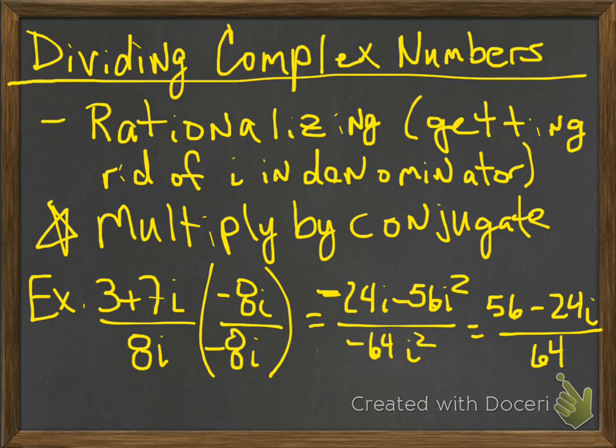If I simplify those, all three of those numbers are divisible by 8. If I simplify it, I would get 7/8 minus 3/8 i. So I rewrote them as two separate fractions. You could write it as 7 minus 3i over 8. I don't mind, but this is supposedly the proper way.